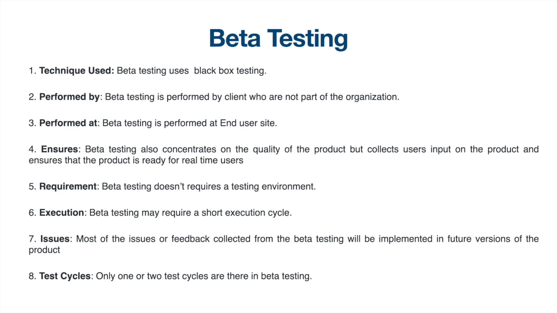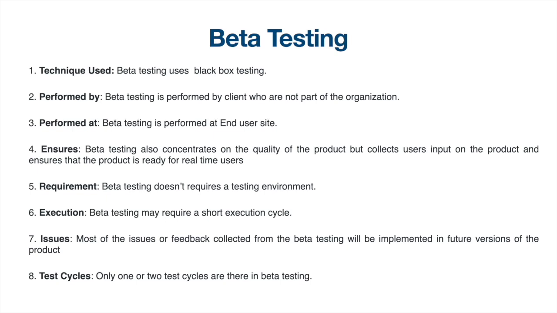The requirements don't include any test environments. Also, the execution is very short term, only a couple of weeks, not more than that. Most of the issues or feedback are collected in beta testing and go back to the developers. If something is critical, they fix it directly, but otherwise, as part of enhancements, the beta users also provide valuable feedback so that it can be implemented later on. And the test cycles, again, are very short. They don't go for very long. They can have only a couple of test cycles to perform the beta testing.